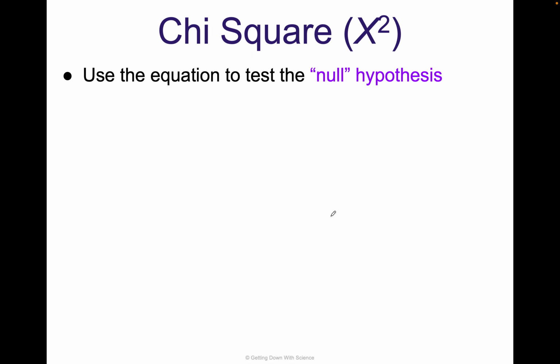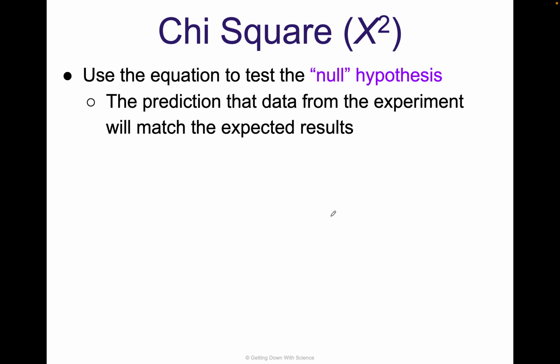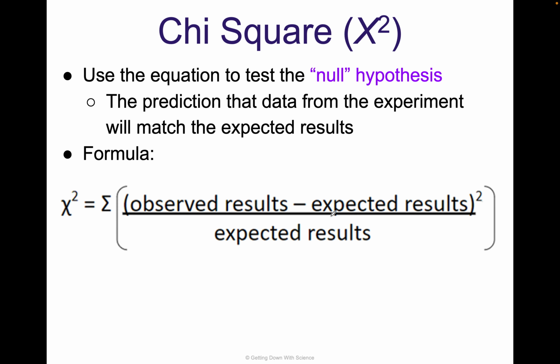So we use the equation to test the null hypothesis. The null hypothesis says there is no difference. It's a prediction that the data from the experiment will match the expected results. There is no difference from the data that we expect and the data that we collected from the experiment. Here's the formula. It's freaking crazy.